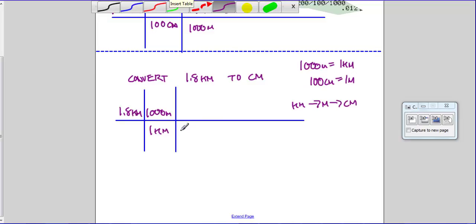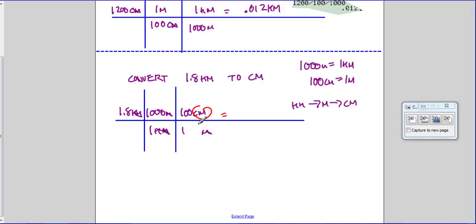Then for every 1 meter, because I now have gotten rid of kilometers, but I want centimeters, since I have meters here, I have to put meters here, and I know that 1 meter is 100 centimeters. So now meters cancel out, and I'm left with what I want, which are centimeters.